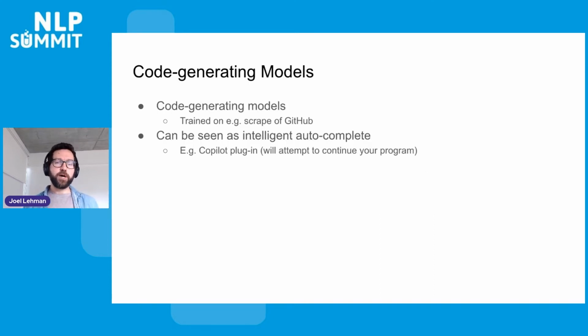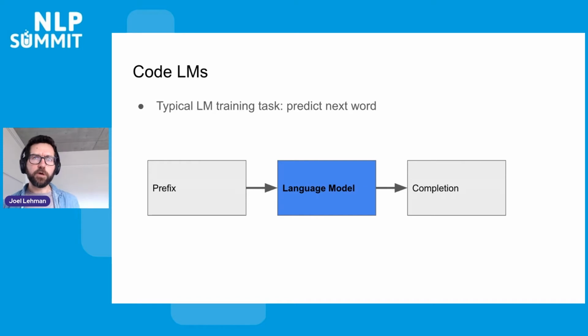So let's talk a little bit about code generating models. These are models that are often trained in a next token prediction way, the way you would train a GPT style model. You train them on, for example, a scrape of GitHub. A lot of the popular applications so far have been in the intelligent autocomplete way. If you've played around with the Copilot plugin, it will attempt to continue your program as you suggest a new line for you to insert. Your way of interacting with this is providing some kind of prefix, like the program so far, maybe a definition of a function, and the language model will then try to offer a completion of that to help you automatically generate something.